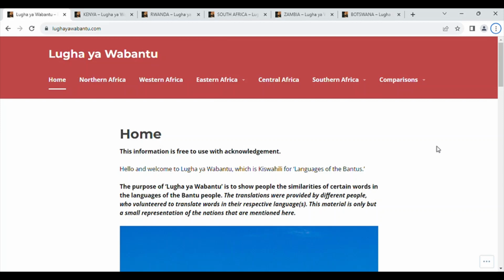Today, there won't be any skits. I will just be letting people know about this website. The word Lugha ya Wabantu is Kiswahili, and its translation is languages of the Bantus. However, the word Wabantu isn't really a Kiswahili word. I can say I rendered it that way so that this translation, Bantus, a plural, would be possible.